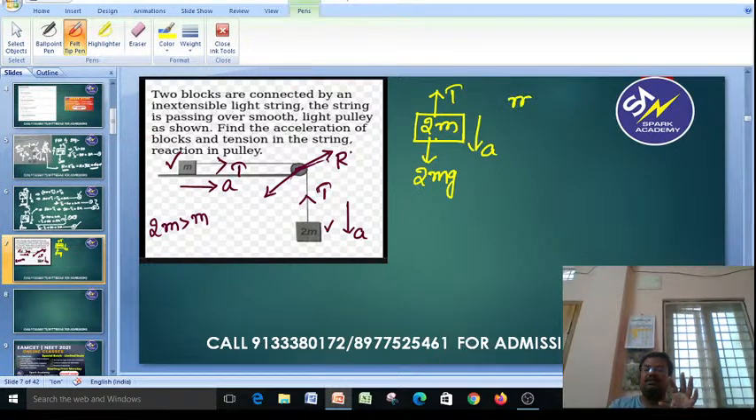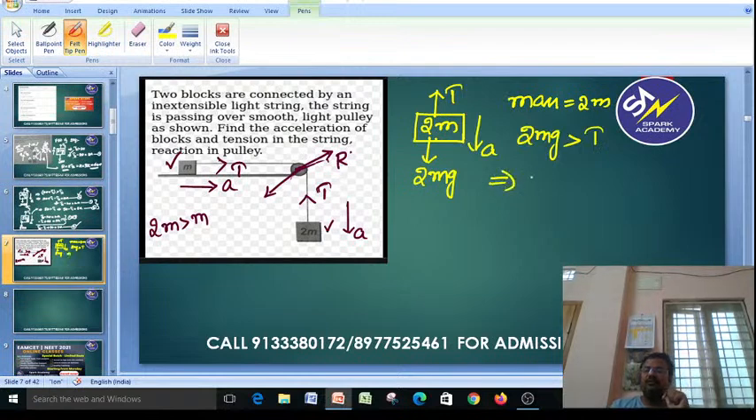So here the mass of the block is 2m, so the weight of the block is 2mg. Definitely in this case, acceleration is in the downward direction. That's why, I will explain the previous problem part, no problem. You have to listen, once again I will explain that also. So 2mg should be greater than the tension.